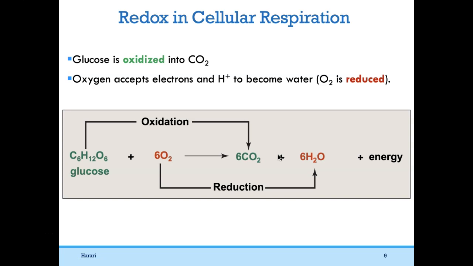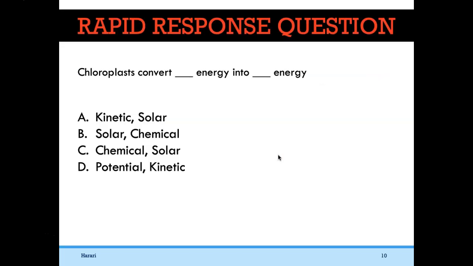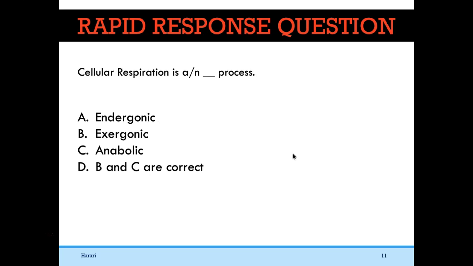Recall that photosynthesis is the opposite. Again, you must know what gets oxidized and reduced in each of respiration and photosynthesis. You can pause here and try to answer this question. Chloroplasts, which are in photosynthesis, convert blank energy into blank energy. The answer is B, solar energy into chemical energy. Cellular respiration is a blank process. The answer is B, exergonic. We're releasing energy.